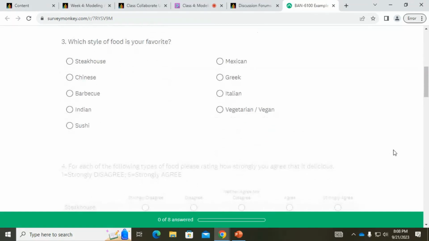Okay, which style of food is your favorite? This is also quantitative, and it is categorical. We'll get to the specific terminology later as to what it is. We're thinking of the two terms nominal and ordinal. So this is nominal data. It's unordered categorical data.